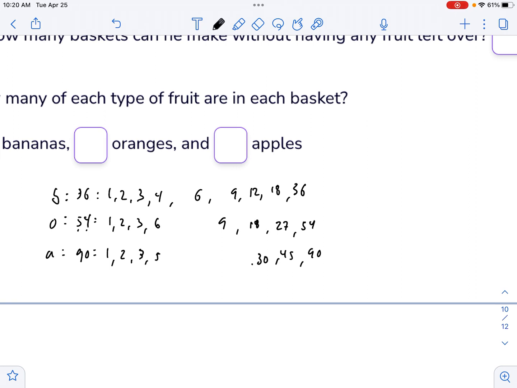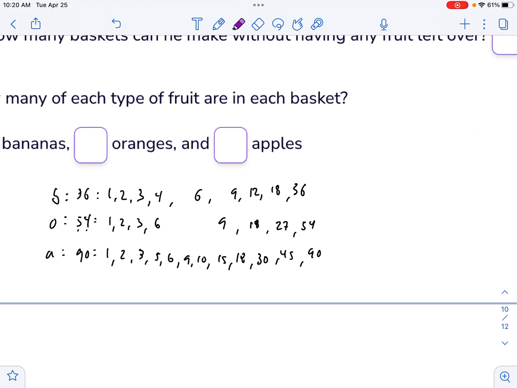So 5 and 30. Oh, 15. No, 18. 5 and 6 and 18. 15. I was getting squished up here. Oh, 9 and 10. There they all are.